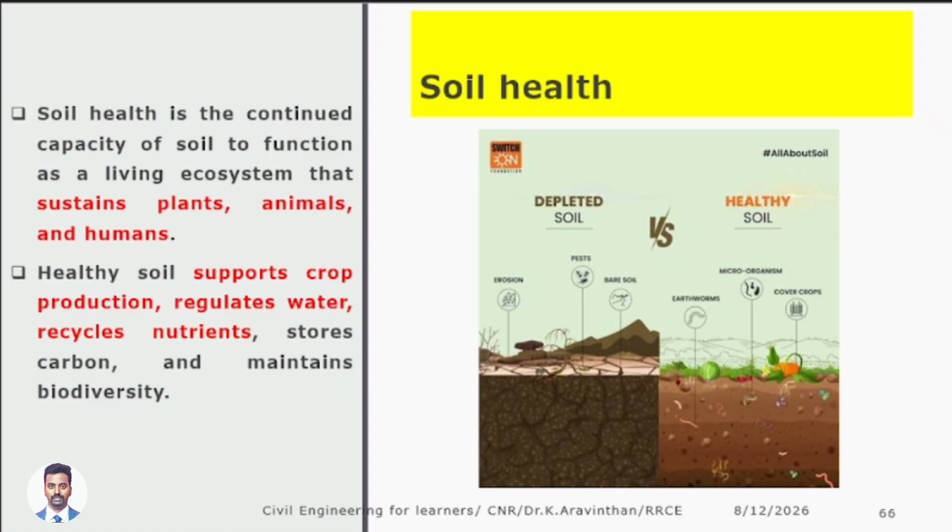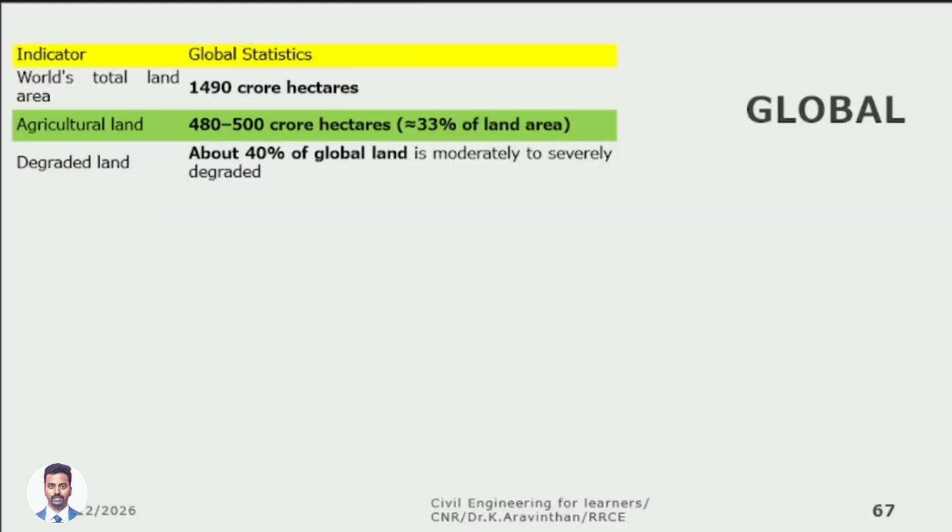Healthy soil supports crop production, regulates water, and recycles nutrients by itself. But unhealthy soil does not do that. Now, first let us understand some statistics about soil.